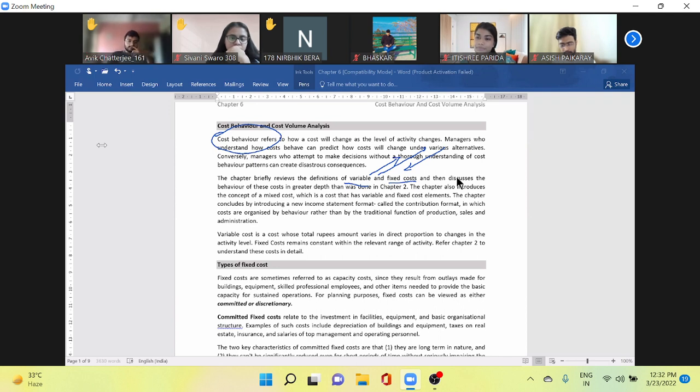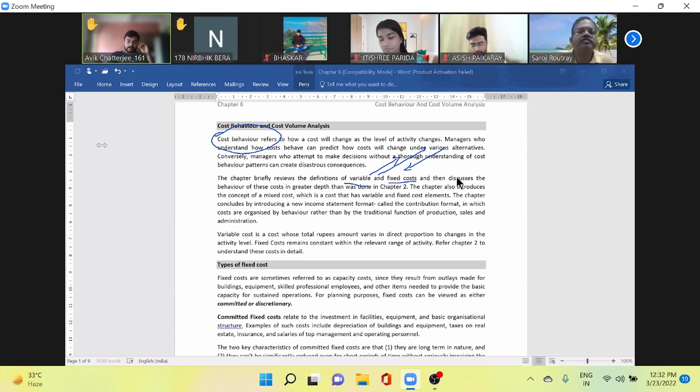Yes, the fixed costs are those costs which are not directly dependent on the production or number of units, and which don't really fluctuate in every passing year. It remains stagnant. Okay, one more, Nirvik.